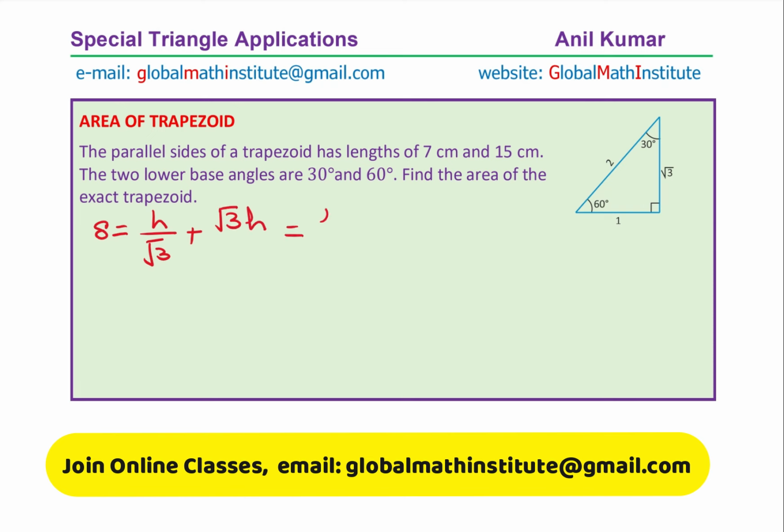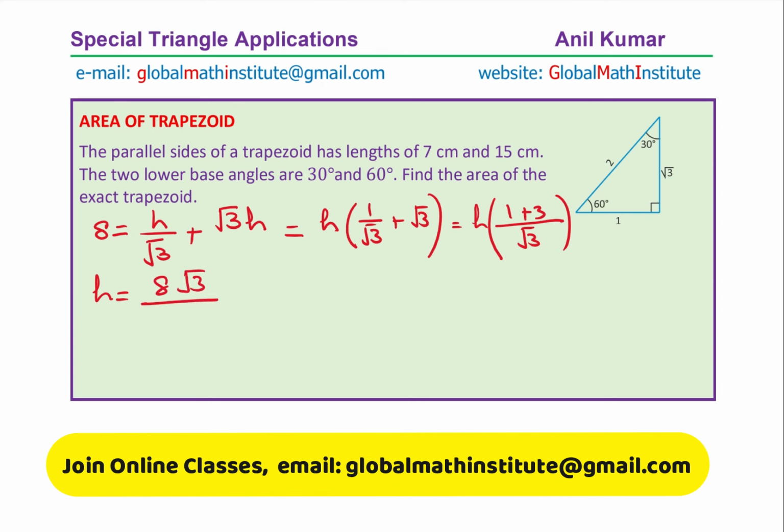So we can take h common here. We get 1 over square root 3 plus square root 3. Take a common denominator and you get 1 plus 3 in the numerator. So you can now cross multiply and find the value of h. From here, h is equal to 8 square root 3 over 1 plus 3, which is 4. Or you can write this as 2 square root 3. Makes sense.